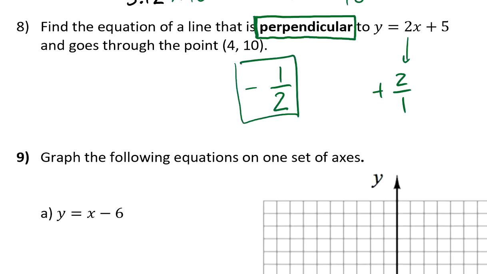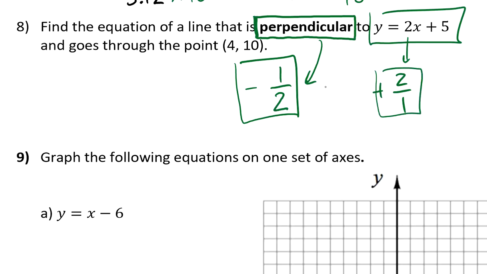So this number right here, negative 1 half, is the slope of a line that's perpendicular to a line with the slope of 2 over 1. So a line with this slope and a line with this slope would have to be at right angles to each other. They're going to be perpendicular. So now that I know the slope, I need to figure out my y-intercept.